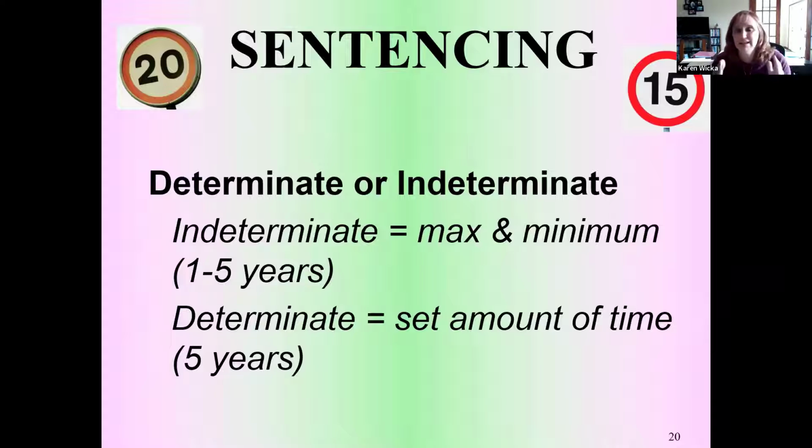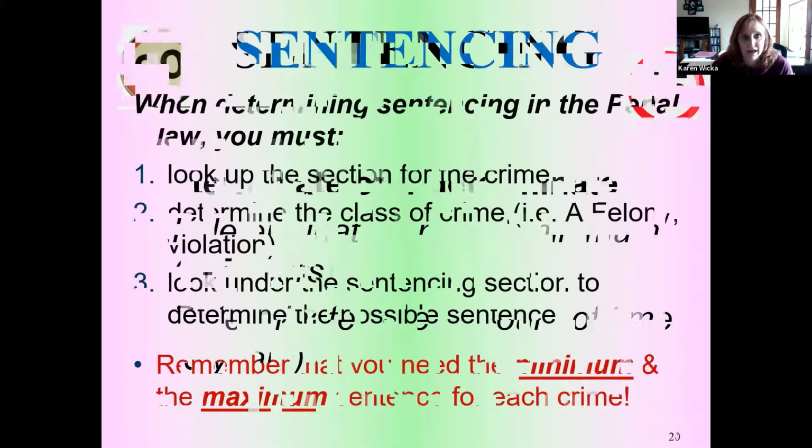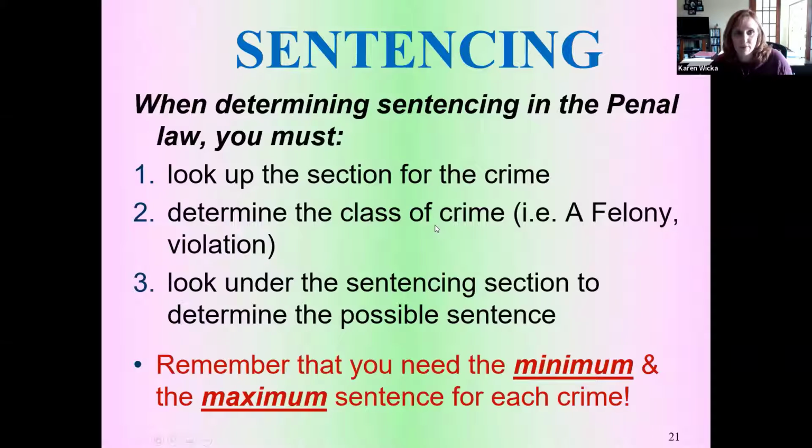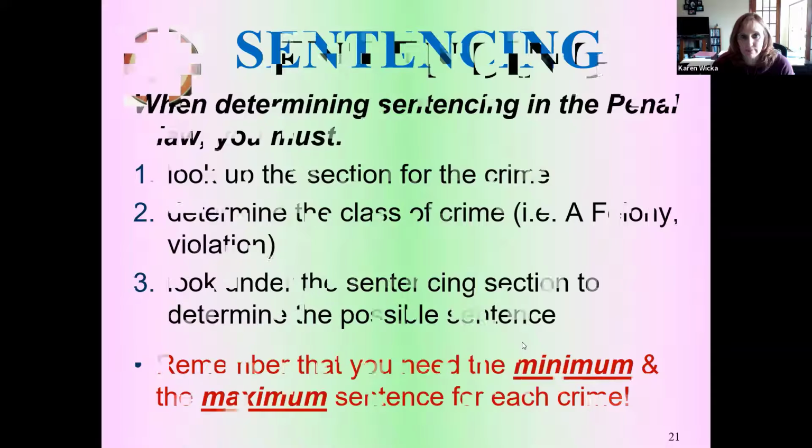The problem is, there's ranges for the maximum and the minimum. So it's not always just two numbers. It's usually three numbers. And that's the part I want to explain to everybody. How do you find those three numbers? Okay. So I explained this in the PowerPoint. When you're looking up sentencing, first you look up the section, then you find the class, which you guys all seem to do. And then you're going to look on the sentencing section. And we're going to have to determine the maximum and the minimum.